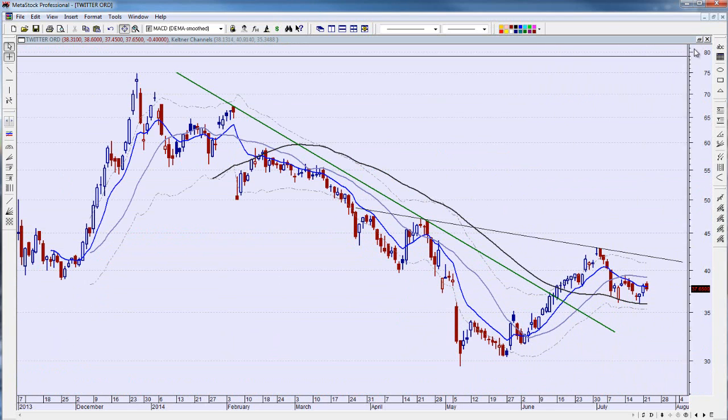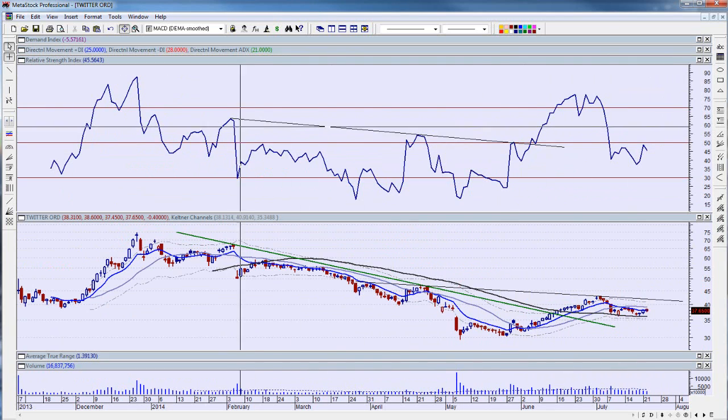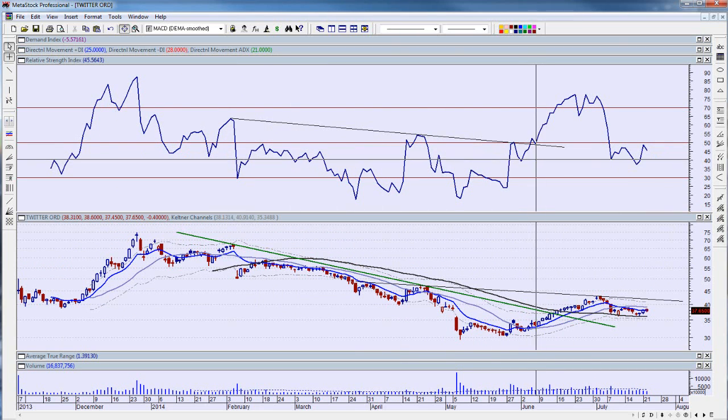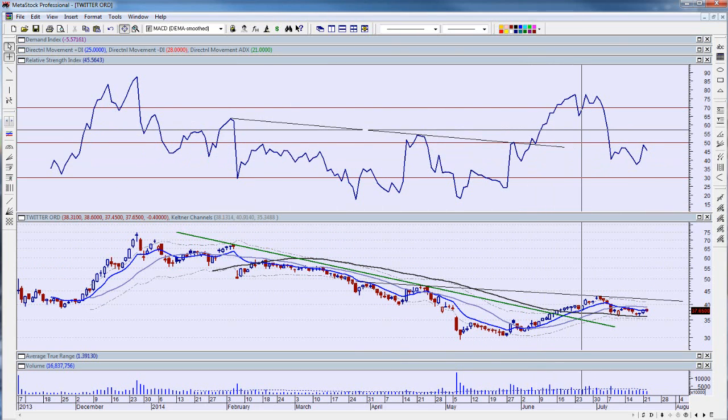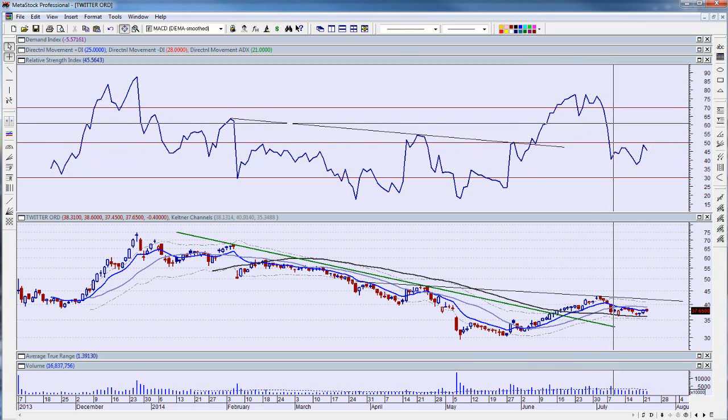So a lot of times when you're working with the RSI, you can get a little bit of a heads up as an early indication of something that's happening and something that's turning. So that's just something to think about.